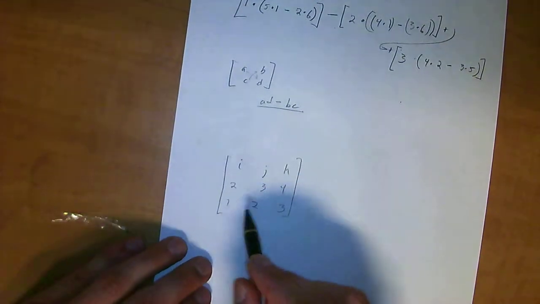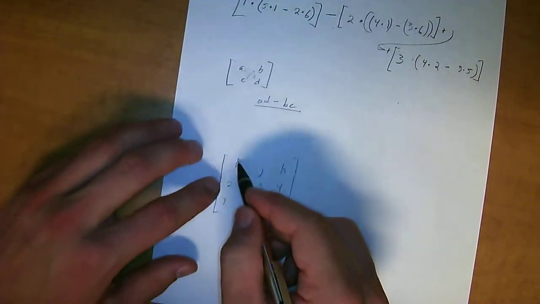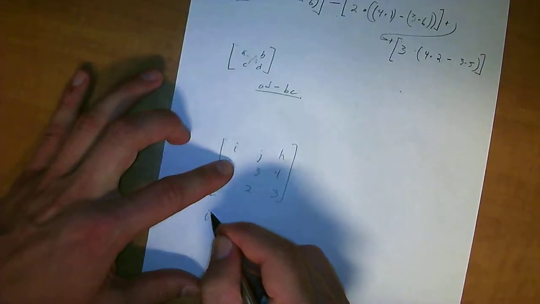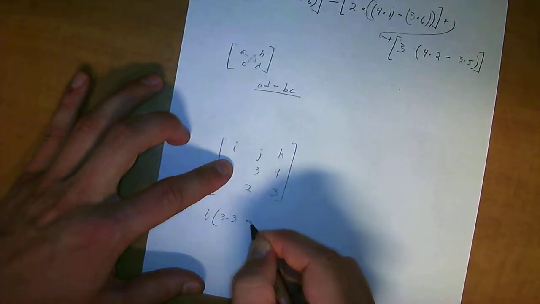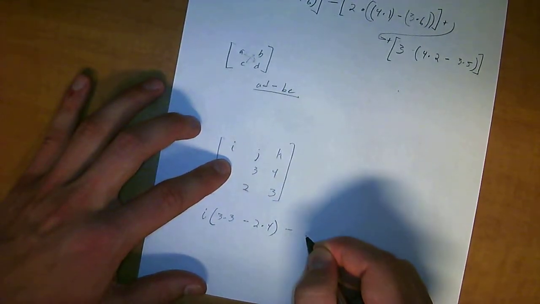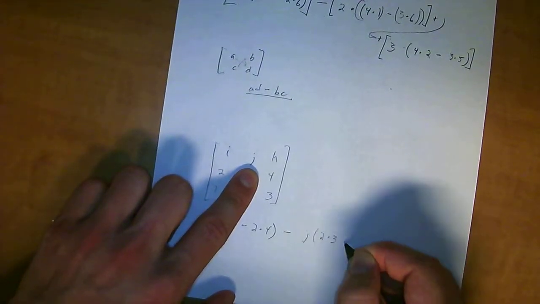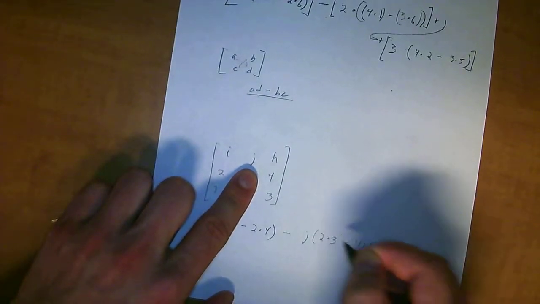Really easy with a 3 by 3. But if you want a hybrid now, I'll show you i, j, k. If you've ever done dynamics, this is an easy one, and it's easier to differentiate this column. So in this case, you cover up this column, and you're using i. You've got i times 3 times 3 minus 2 times 4. And then you've got minus j of 2 times 3 minus 1 times 4.